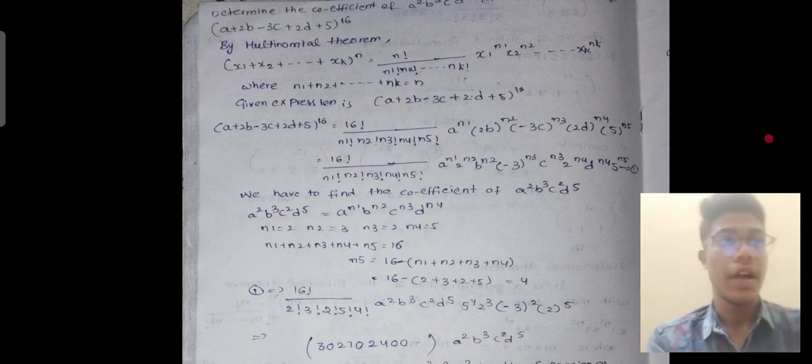And finally, by simplifying the above step, we will get the answer 3027022400 into a square b cube c square d power 5. This is the coefficient of the above equation.